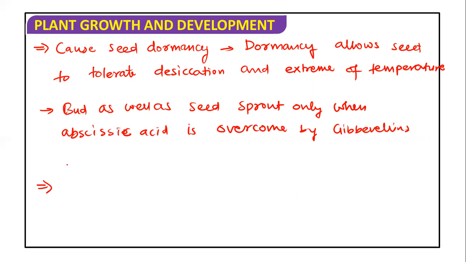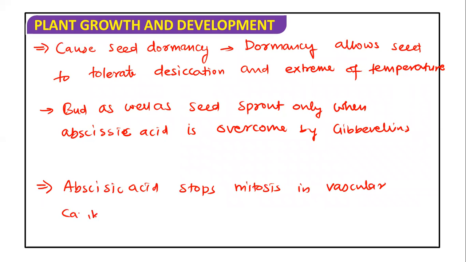Apart from this, it is known that abscisic acid stops mitosis in the vascular cambium towards the approach of winter.